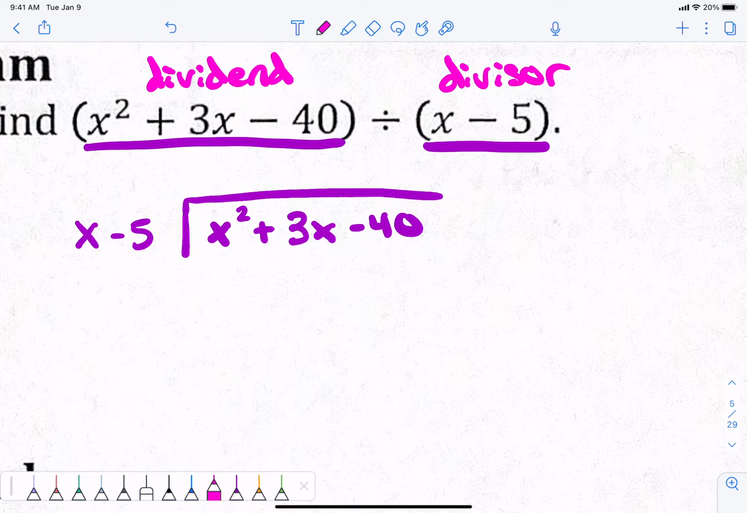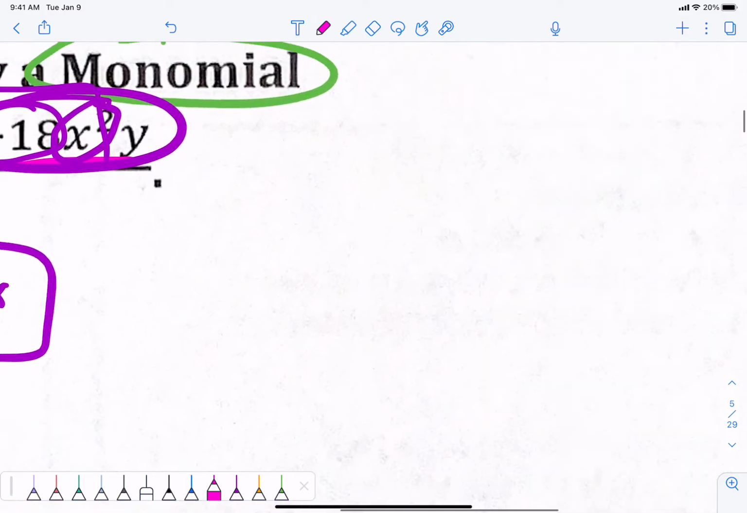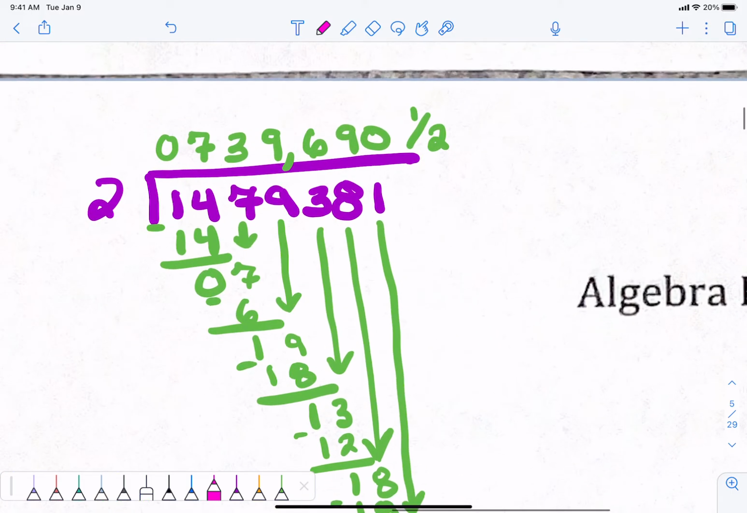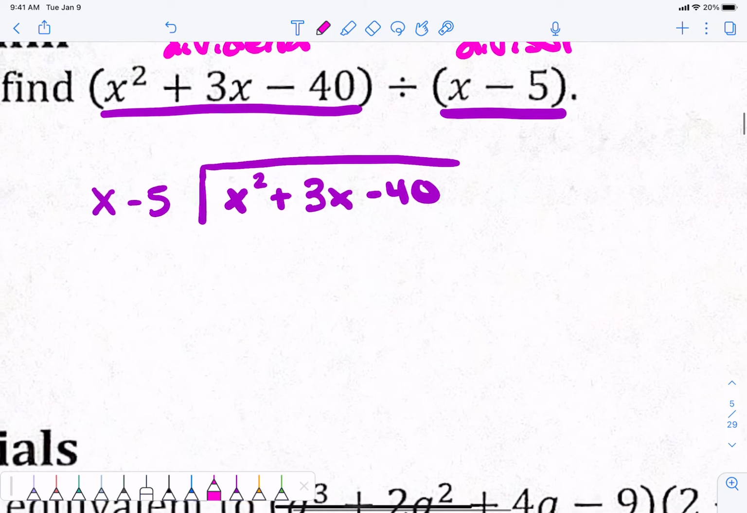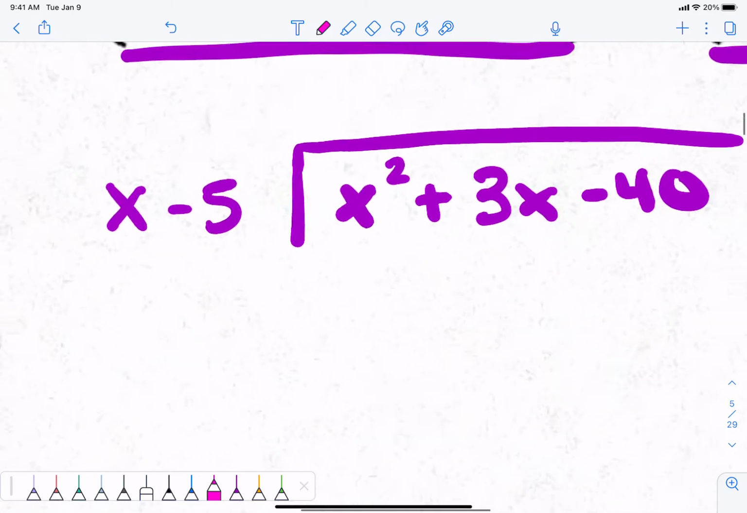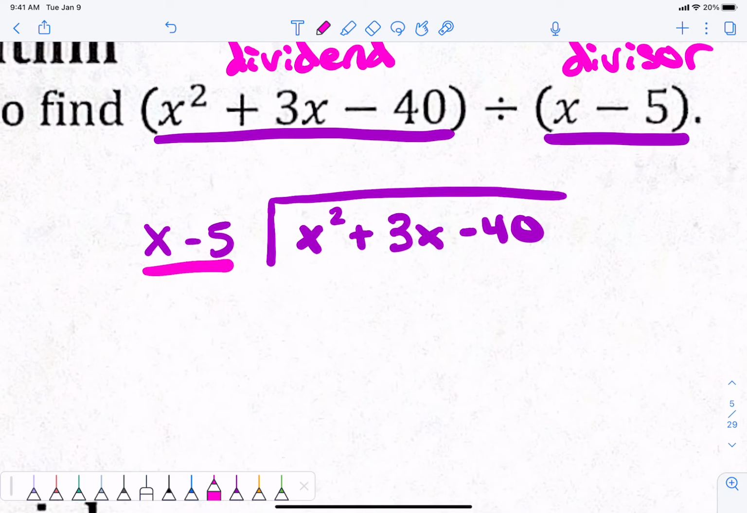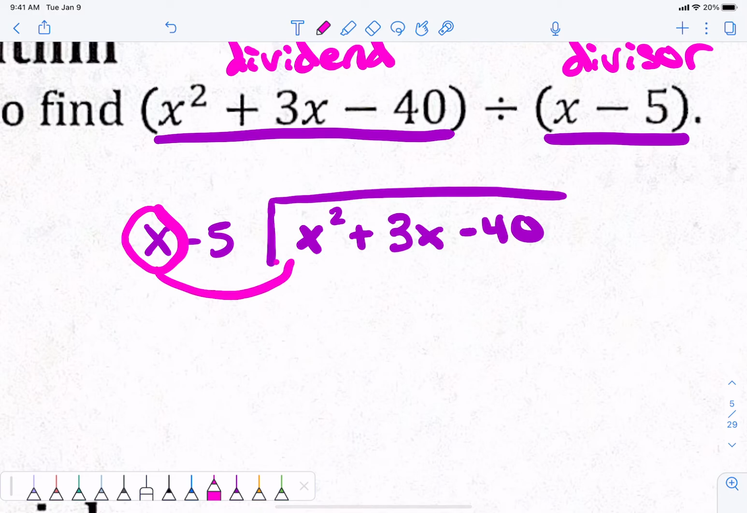Now we're ready to go. We're ready to start the long division. And we do exactly the same process as we were doing up here. Like we looked at the 2 and we said, how many times does 2 go into 14? That's our first question. So same thing as what we're doing down here. Now, the problem is this has x minus 5. But the rule is that you only look at the x. We only look at the first part and we say how many times does x go into x squared. We're only looking at that stuff.